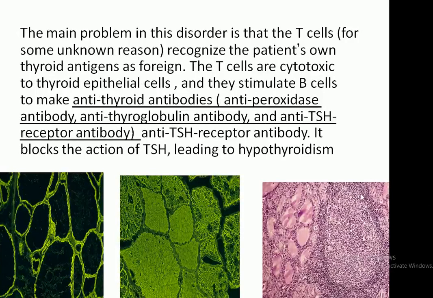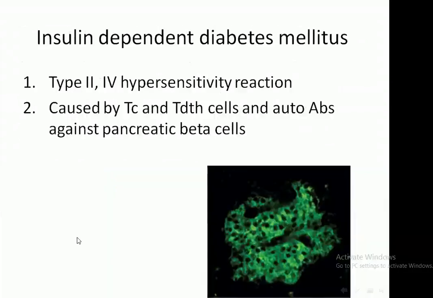And here we found the infiltration of lymphocytes, the histopathological infiltration of the thyroid cells by the lymphocytes. During the histopathological examination, we have a gritty sensation when we cut the thyroid gland with the knife. And here are the immunofluorescence against the thyroglobulin and the thyroid cells.